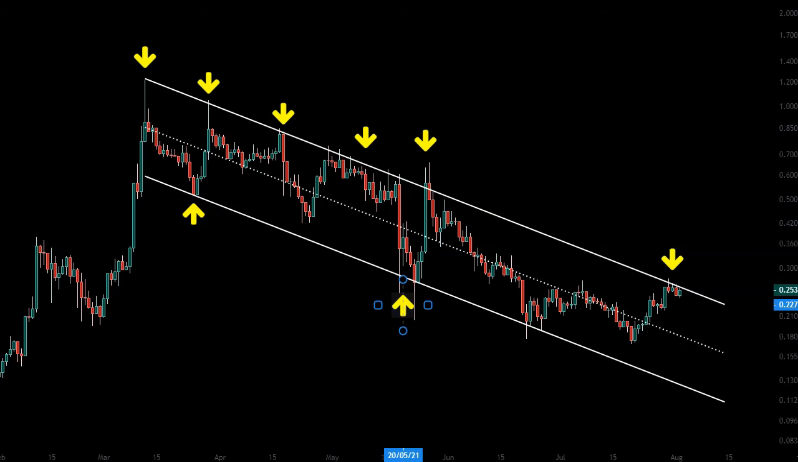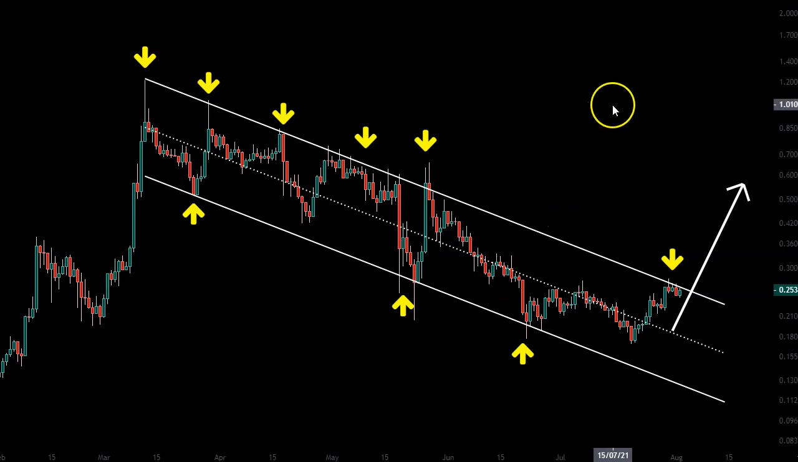Yes, SKALE Network will recover. Yes, you will see all-time highs, I suspect this year. But always keep in mind the big picture. We are still living in the danger zone. Maybe in the next few days, we will see a breakout from this channel. And at that point, you could start celebrating. At that point, you could see very, very substantially higher prices.